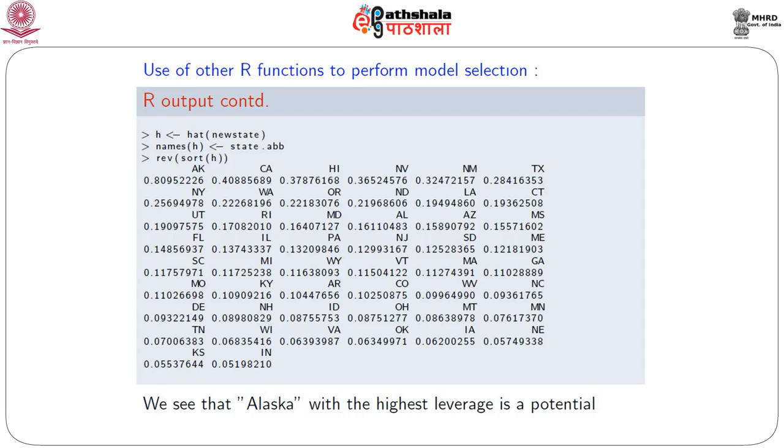We can also look at the leverages and see which row of data can be deleted, because outliers also affect the selection of variables. So, we use the rev sort H functions. By H, we denote the hat values of the new state data set, and we use the function rev sort on the hat values, and we see that Alaska has the highest leverage and is a potential outlier. So, we can remove that row of data and perform the previously discussed variable selection techniques to obtain the significant variables.